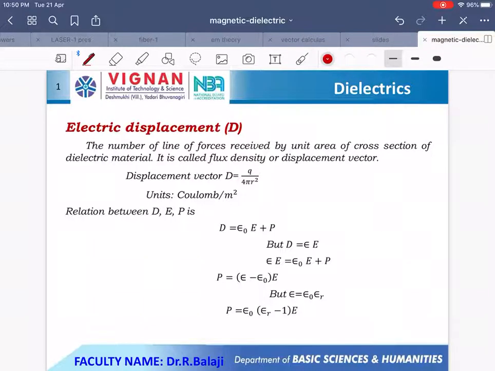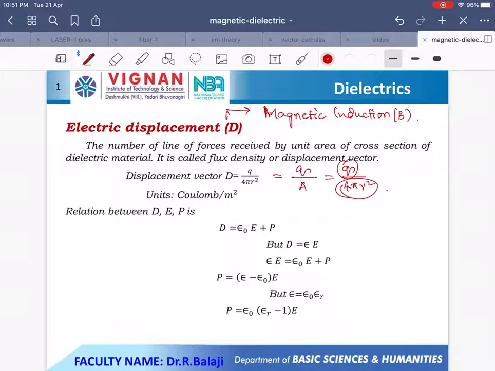Now this definition is exactly similar to magnetic induction in magnetic materials, which is represented with the letter B. So the number of lines of force received by unit area of cross section of dielectric material is called electric displacement. So electric displacement is Q by area. For a sphere, this can be written as Q by 4 pi r square. Units are coulomb per meter square.